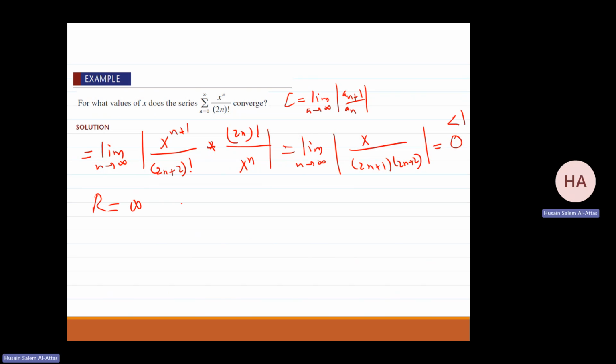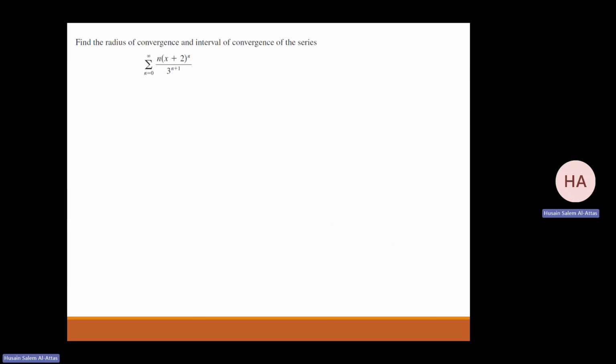So r equal infinity, the series converges for all x values. We can find the interval. We can write minus infinity up to infinity, which we have all the x values. Okay. For the radius of this one, we are doing more examples.